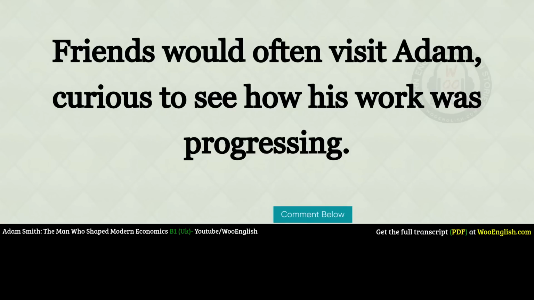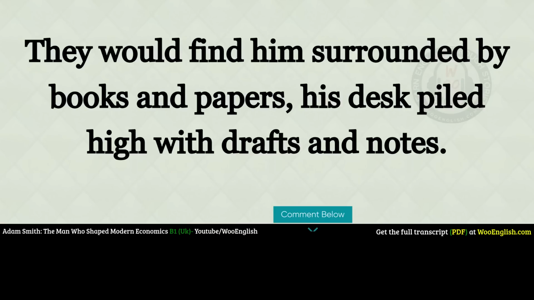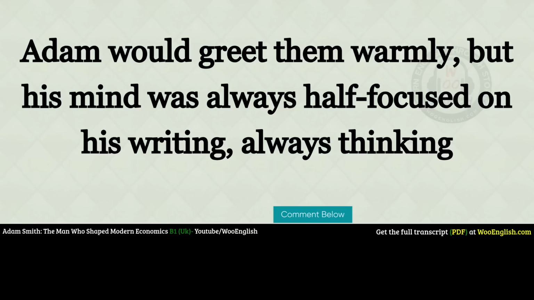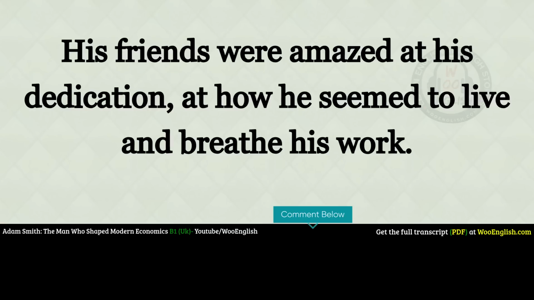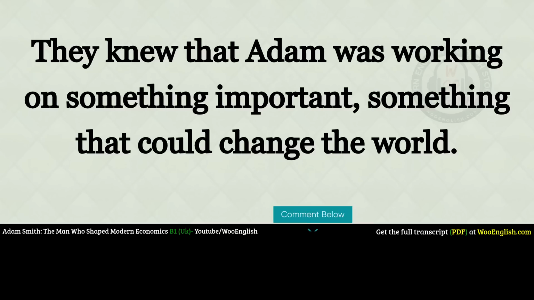Friends would often visit Adam, curious to see how his work was progressing. They would find him surrounded by books and papers, his desk piled high with drafts and notes. Adam would greet them warmly, but his mind was always half focused on his writing, always thinking about the next chapter, the next argument, the next insight. His friends were amazed at his dedication, at how he seemed to live and breathe his work. They knew that Adam was working on something important, something that could change the world.